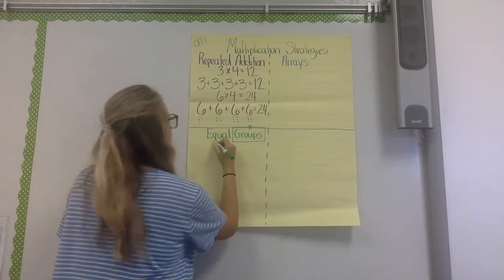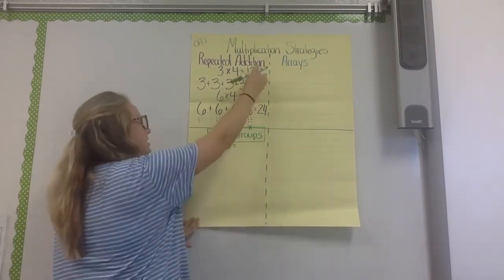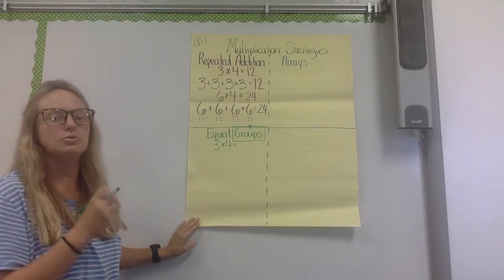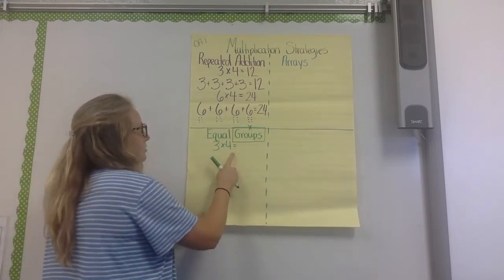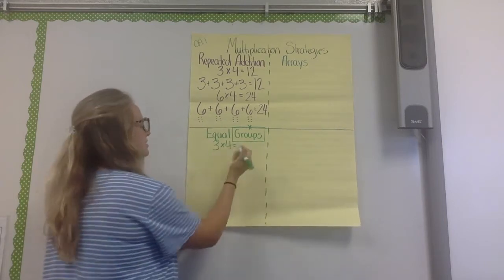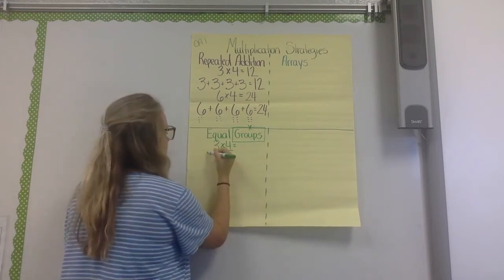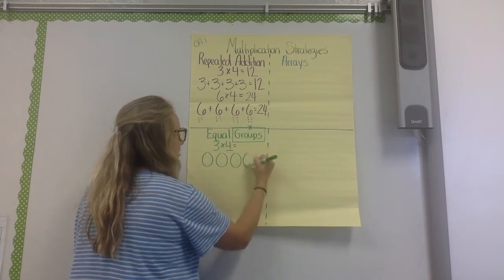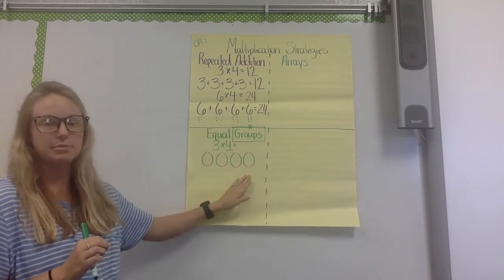Equal groups. 3 times 4 equals. Yes, I know the answer is 12. I can look up there. But I want to show you the new way you can solve multiplication problems. So I'm going to take the number 3 or 4. You pick. I like to do my back number as my group. So I'm going to draw 4 groups. 1, 2, 3, 4. I keep my groups side by side, and I try to keep them the same size.